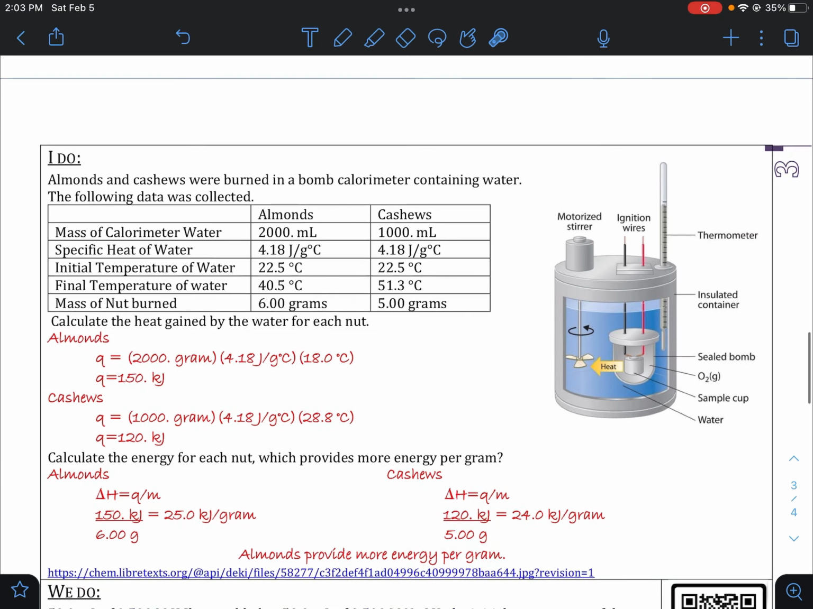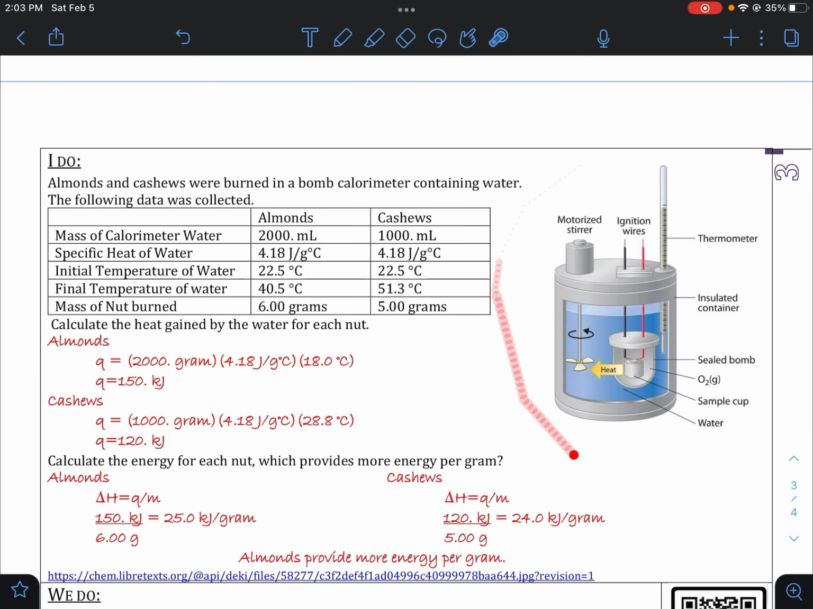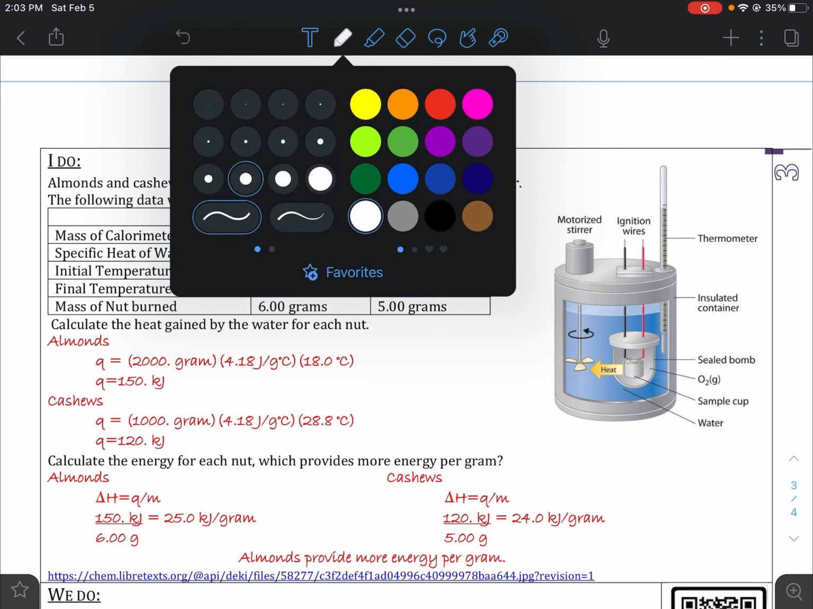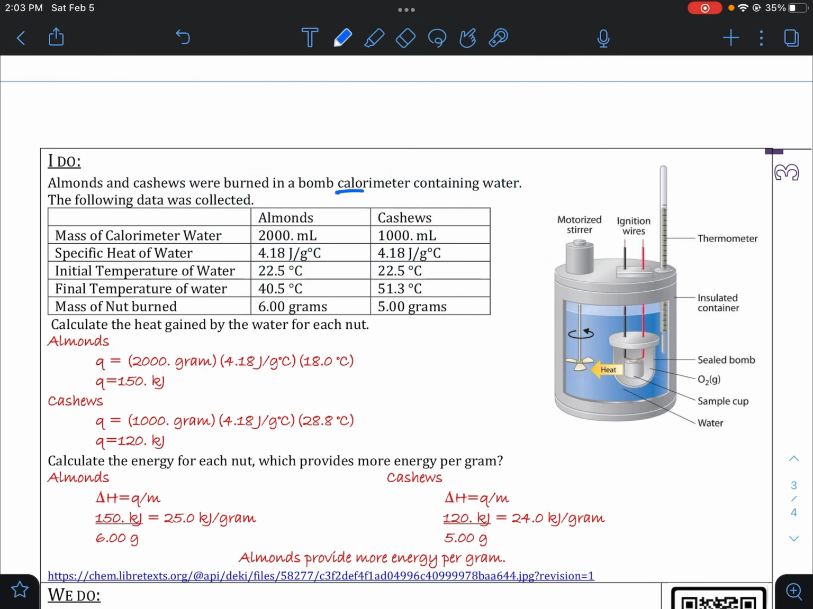All right, so if we look at this first problem here, the I do problem, this is still a calorimetry setup. This is just a little bit nicer. So instead of being a coffee cup calorimeter, this is a bomb calorimeter. But the key that you should look for is the word calorimeter or calorimetry. So it's the same thing. We're going to measure the heat difference.